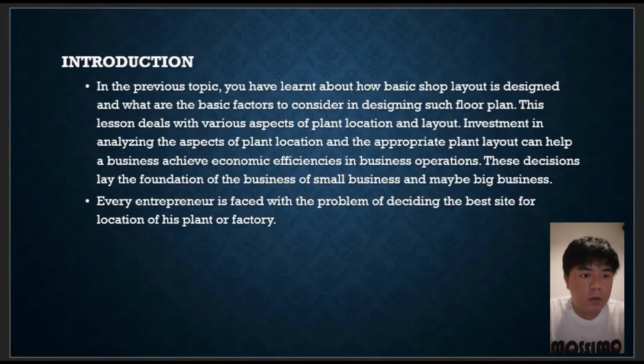So, for the introduction, I am going to explain it. The introduction is all about investing in plant location and layout, which can help businesses achieve economic efficiency. So that's all.